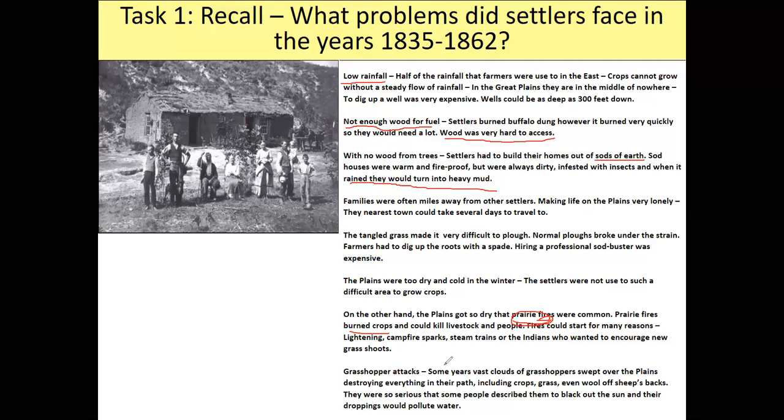And the one that near enough everyone remembers is the grasshopper attacks. Some years, vast clouds of grasshoppers swept over the plains, destroying everything: crops, grass, wool off the sheep's back. It did cause quite a lot of problems, a lot of disruption in the lives of settlers. It would have potentially destroyed their crops. They would have had to start again if they could afford it. And also pollution: if they had any water, grasshopper droppings could pollute it. So these were the problems.